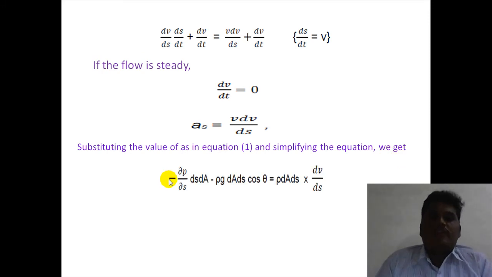By using F is equal to ma, ∂p/∂s into ds dA minus ρg dA ds cos theta is equal to mass, rho dA ds, multiplied with acceleration, which is V into dV by ds.